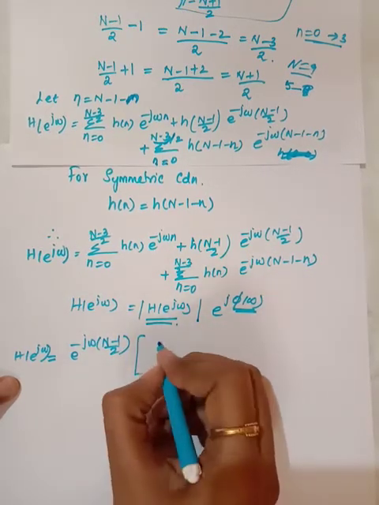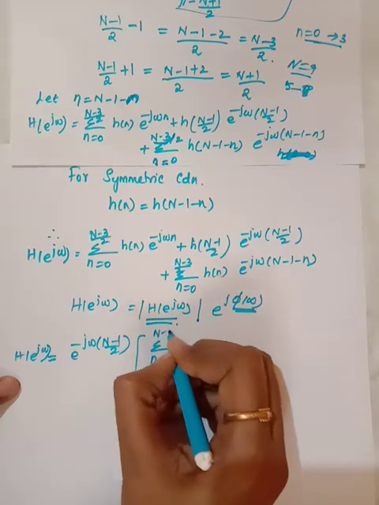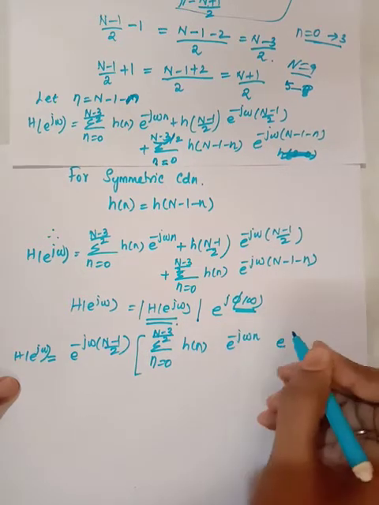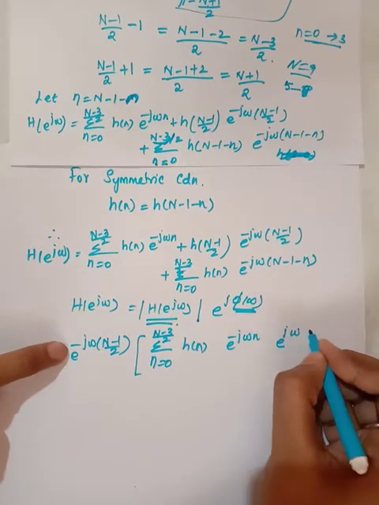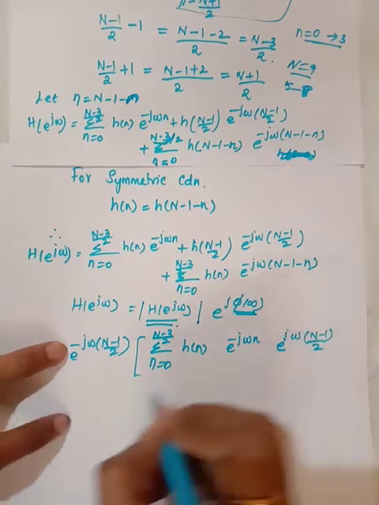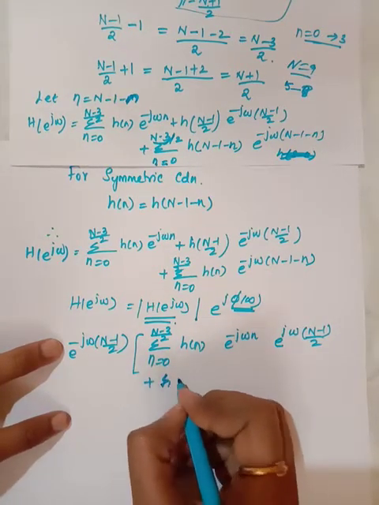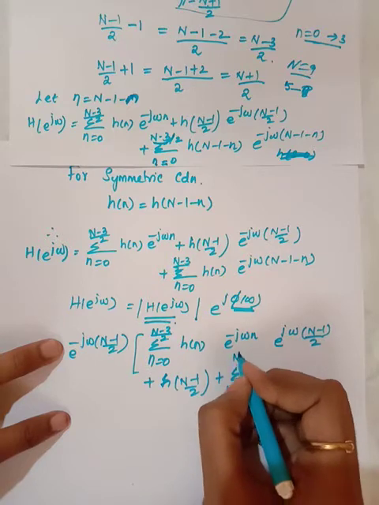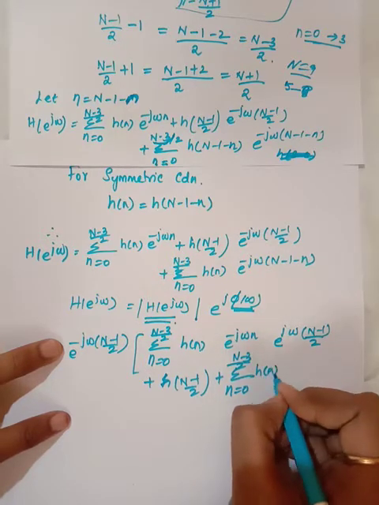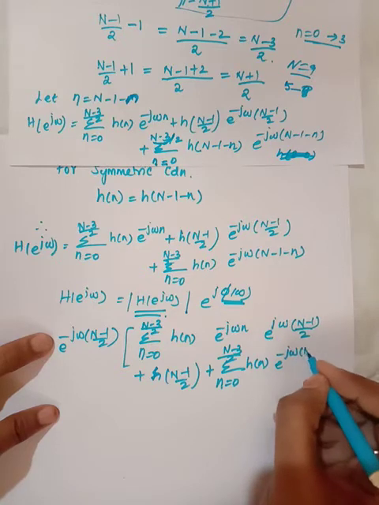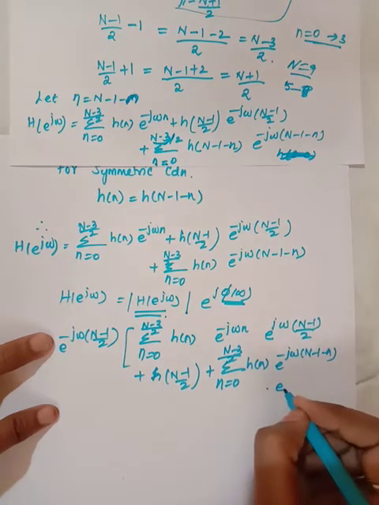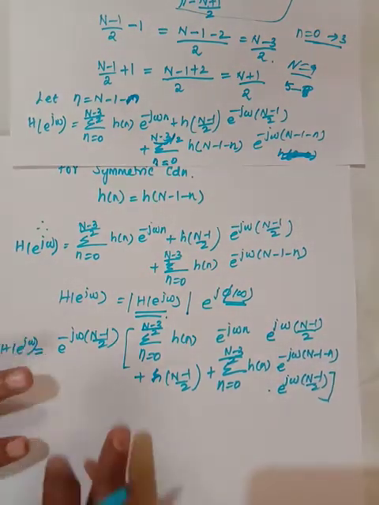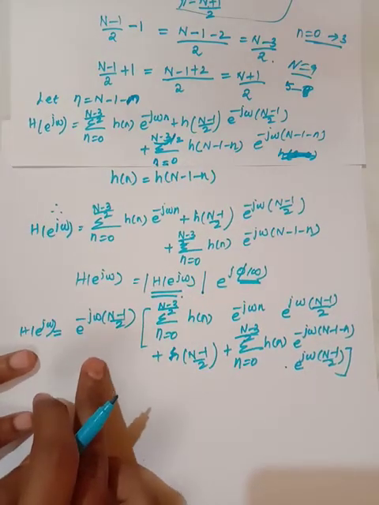So when I take it outside, I will have this equation as 2 times summation of h of n e power minus j omega n. Here when I take the minus j out, it will become plus j omega n minus 1 by 2, plus h of n minus 1 by 2, plus summation n is equal to 0 to n minus 3 by 2 of h of n e power minus j omega n minus 1 minus 1 into e power j omega n minus 1 by 2. Okay, I think you will understand this step.